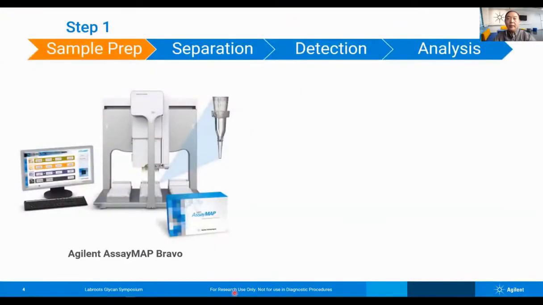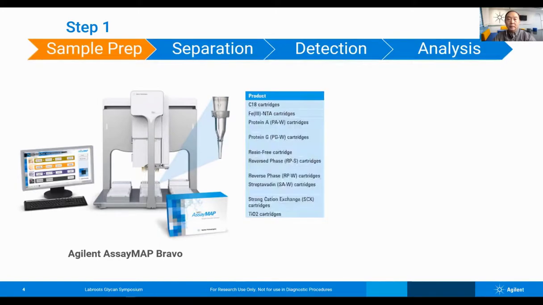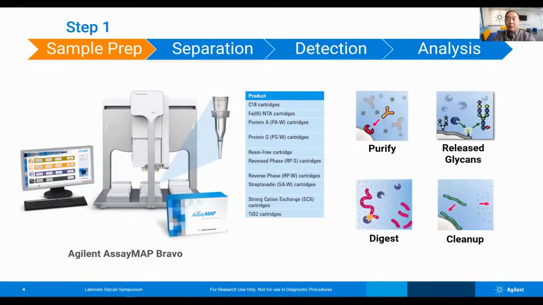In the sample prep area, we have the SMAP Bravo liquid handling platform, which simplifies the sample preparation, allows high throughput, and provides excellent reproducibility. You can use the SMAP Bravo to purify samples using the different types of cartridges, such as the protein A or protein G for antibody, C18 for protein digest, titanium dioxide for phosphopeptide enrichment.